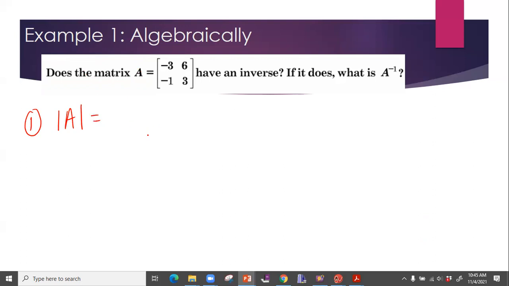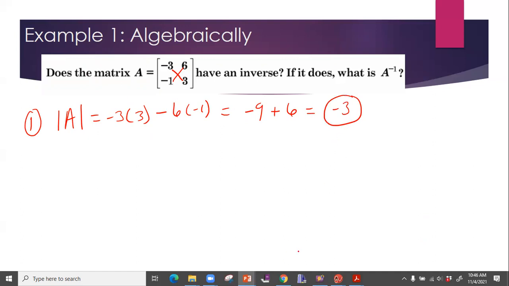The first thing we're going to do is find the determinant of matrix A. And how do I find the determinant? Cross multiply and what? Subtract. So we cross multiply. We have -3 times 3 minus 6 times -1. That gives us -9 plus 6. And what's -9 plus 6? -3. So there's our determinant.